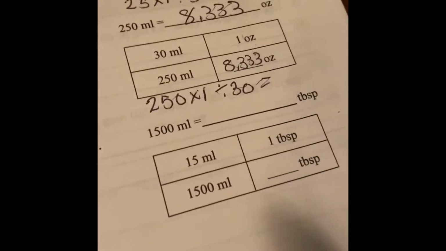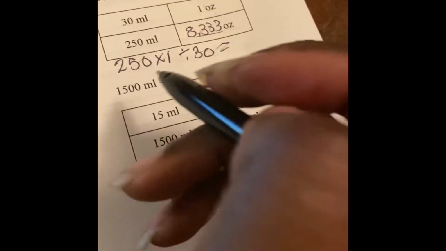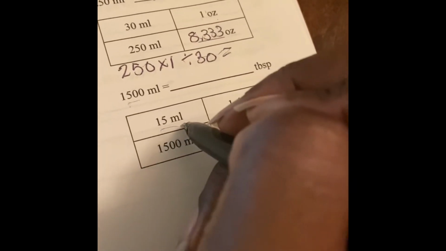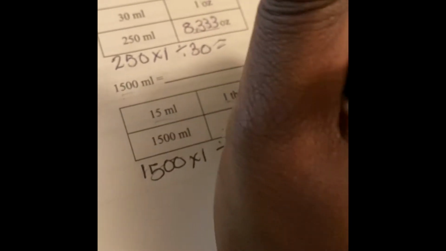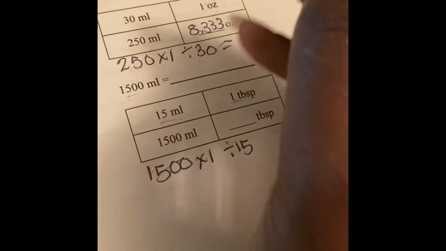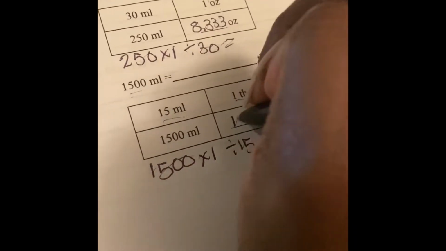So for number 16, we have 1,500 ml equals blank tablespoons. So we know 15 ml is equivalent to 1 tablespoon. So you do 1,500 times 1 divided by the amount we need, which is 15 ml, which gives you 100 tablespoons.